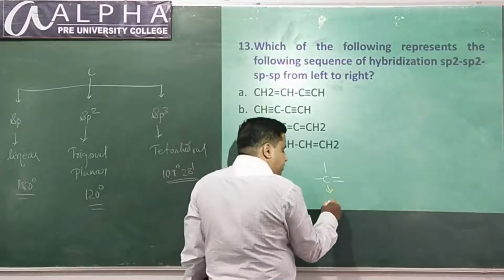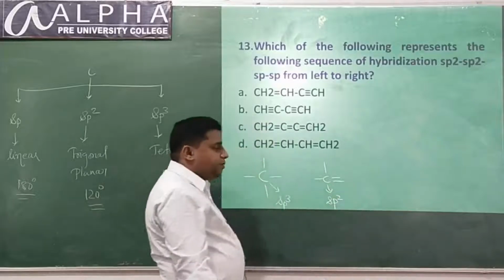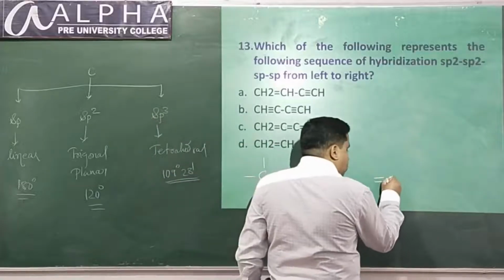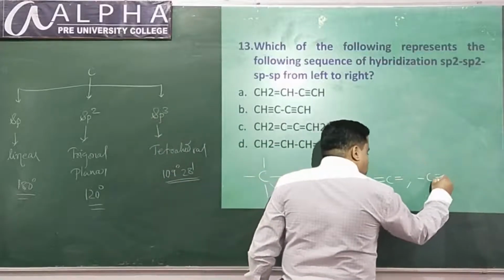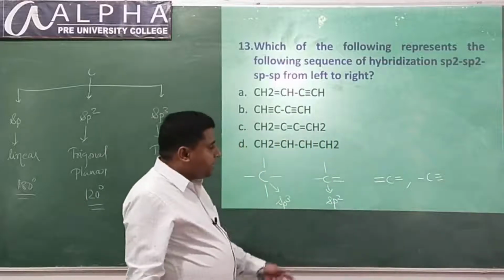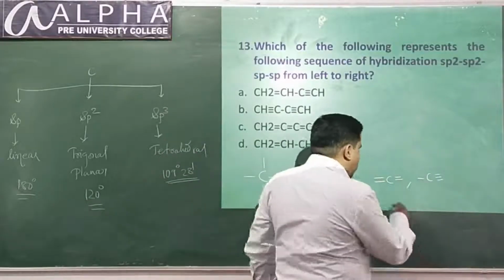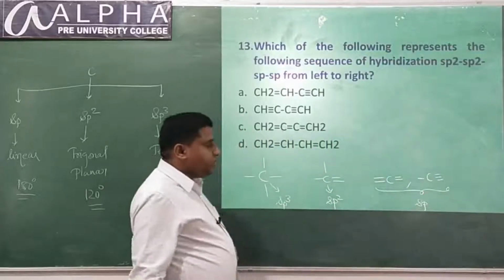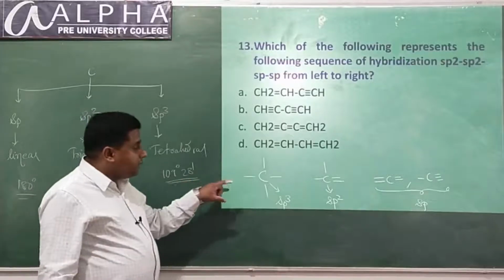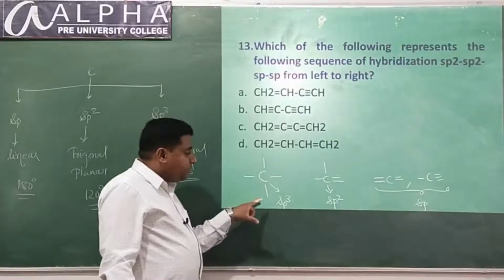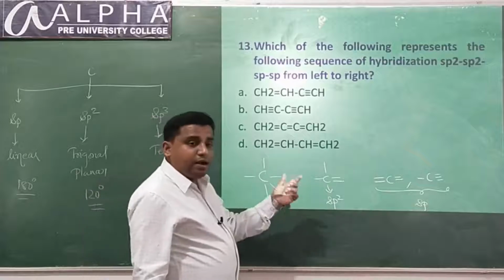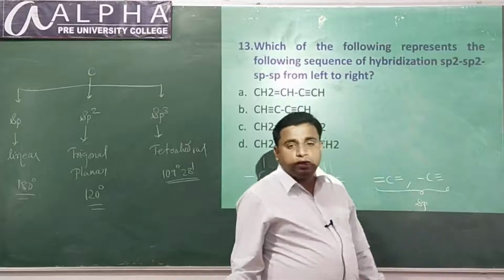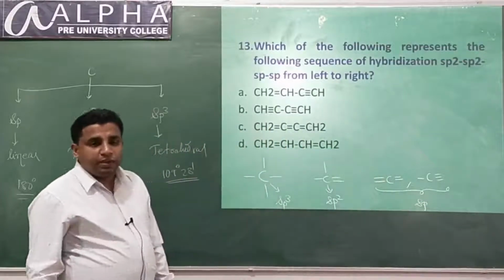If the carbon has one double bond, then it is sp2 hybridized. If the carbon has two double bonds or one triple bond, then this carbon is going to be sp hybridized. I hope you can see this. So if carbon is surrounded only by single bonds, it is sp3. One double bond, sp2. Two double bonds or one triple bond, sp hybridized.